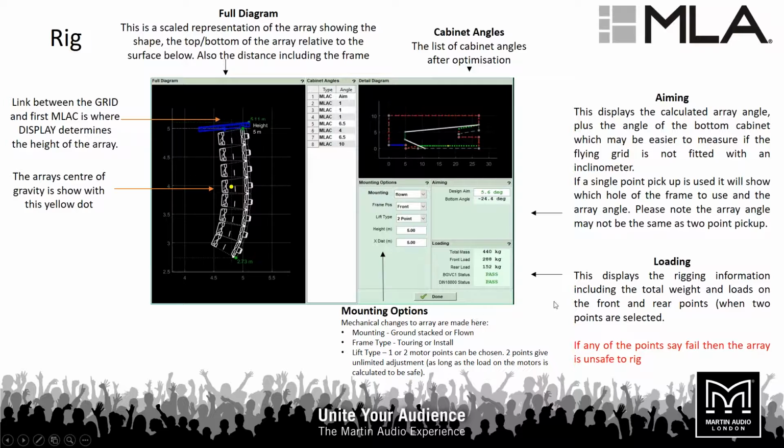Next, the loading box just at the bottom there. So that's displaying your total mass, your front load, your rear load, your BGV C1 status, which obviously in this case is a pass, and also your DIN 18800 status, which is again a pass. If any of these failed, they would show in red. If the array was unsafe, you'll have a big fail notice written right across the front of the array. So we know that we need to go back and rethink some of the decisions we've made in order to make this array safe for everybody. When you're happy with that, again, we can just click done.